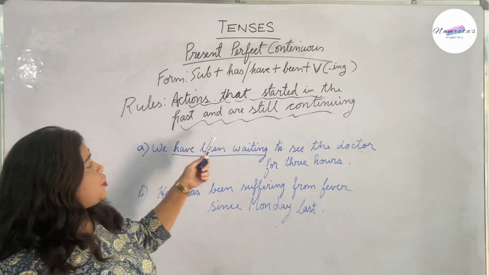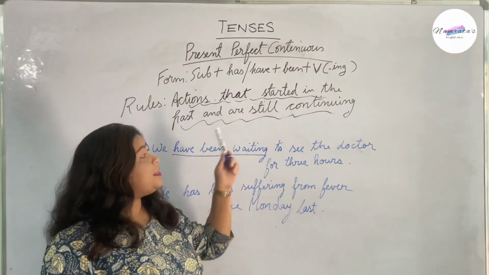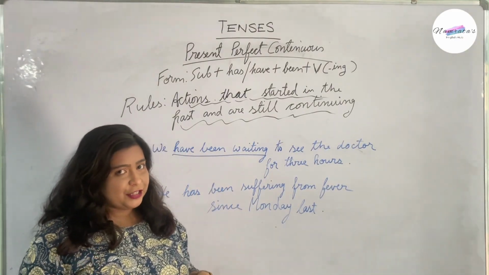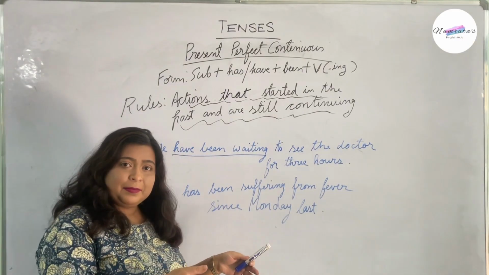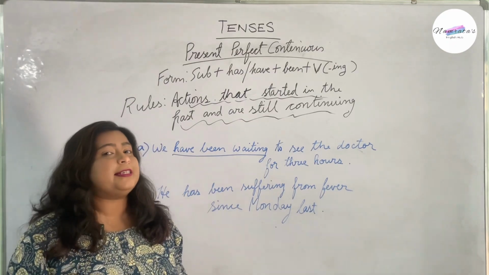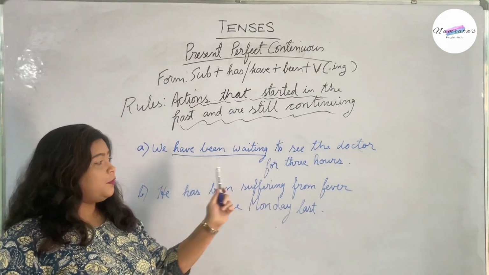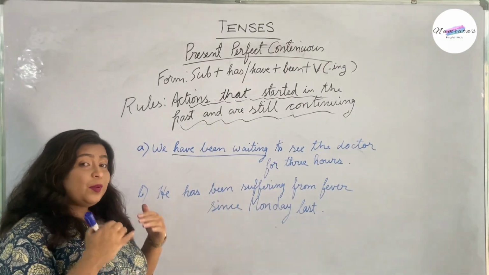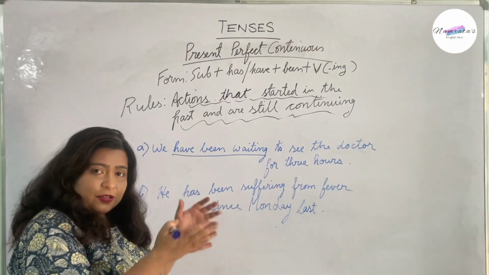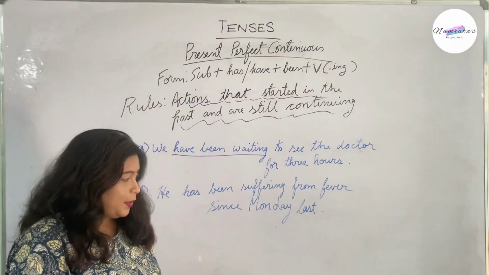The rule is actions that started in the past and are still continuing. Any action that has started but is still continuing in the present time. That is the rule. We have been waiting to see the doctor for 3 hours. So we have been waiting for 3 hours. It started 3 hours ago and it is still continuing.